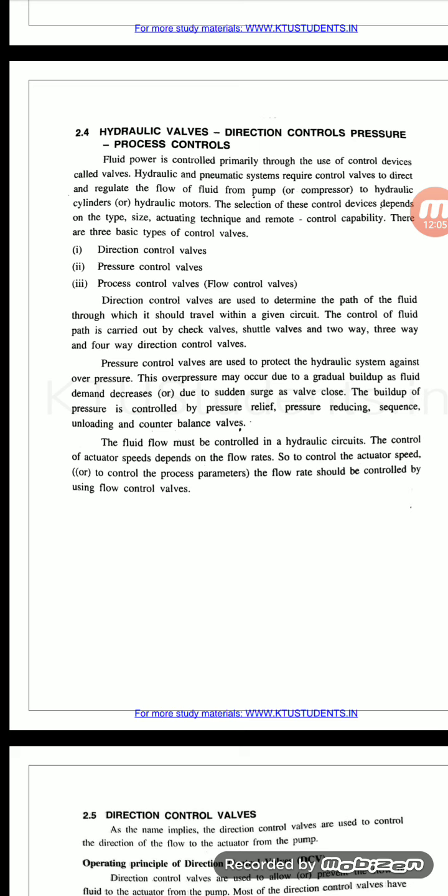There are three basic types of control valves: direction control valves, pressure control valves, and process control valves. These direction, pressure, and process control valves depend totally on some electrical and mechanical systems. So next class we will continue with the hydraulic valves: directional control, pressure control, and process control. Okay guys.